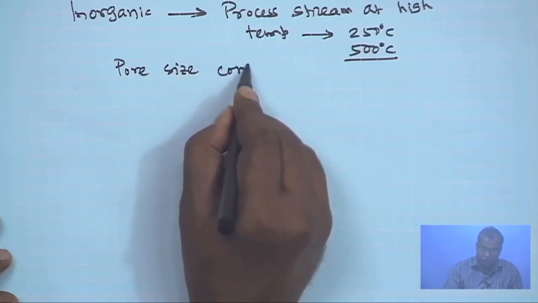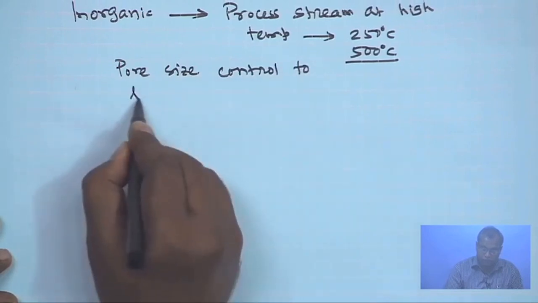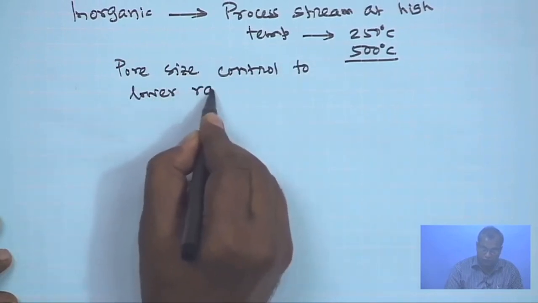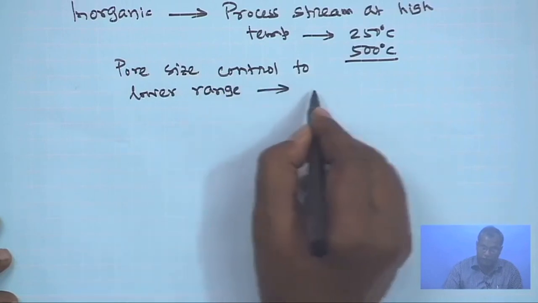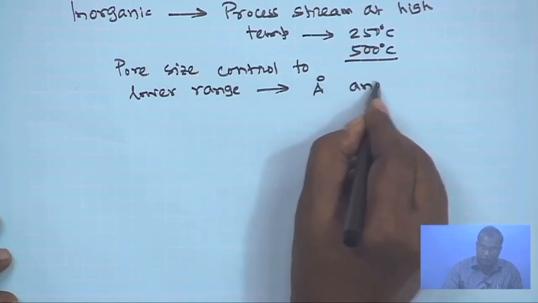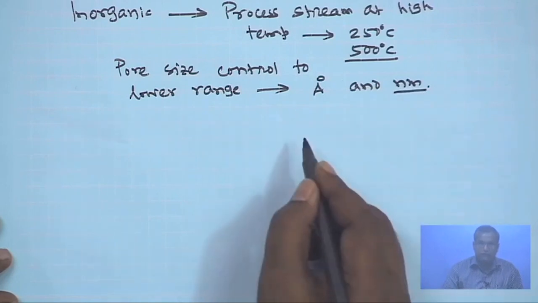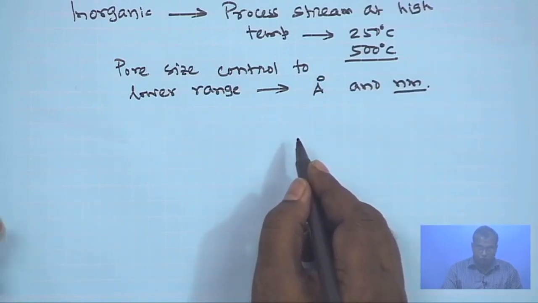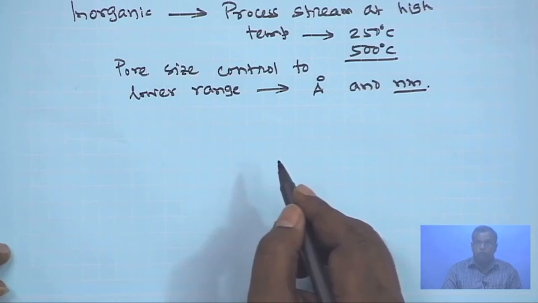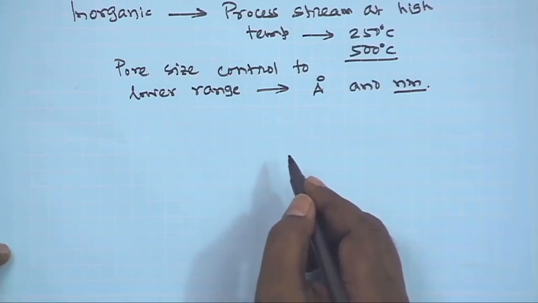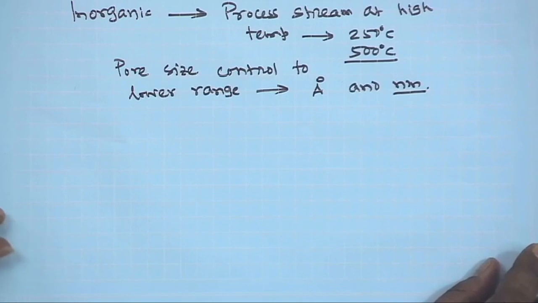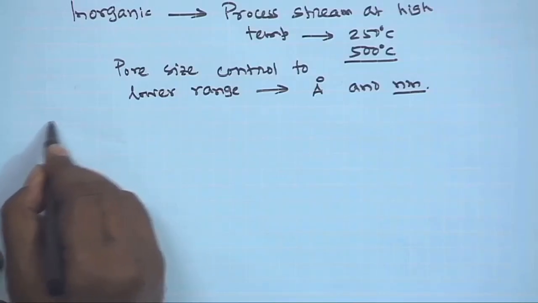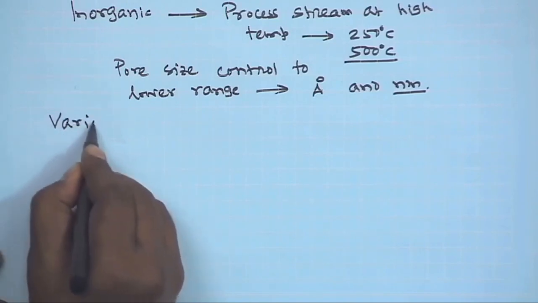So, pore size control to lower range, what is the lower range? In the range of angstrom and nanometer is not possible. Therefore, the inorganic membranes cannot go below the micron sized pores, for example, for the microfiltration. So, these are the differences between the organic and inorganic membranes, and then we'll be looking into the membrane casting, various steps of polymeric membrane casting.